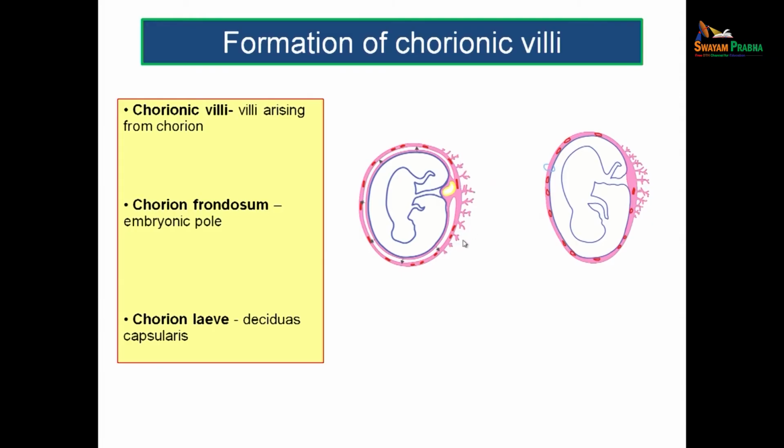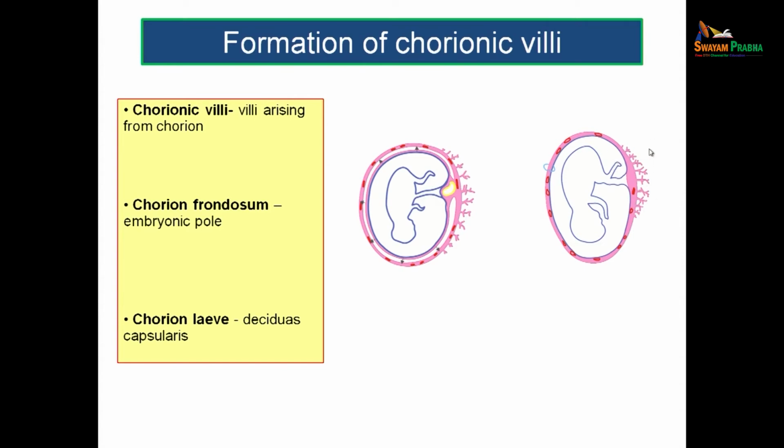The chorionic villi lying at the embryonic pole are known as chorion frondosum, whereas the region of the chorion without any villi, or with degenerated villi, is known as chorion laeve. So, in the beginning you had chorionic villi arising from the entire surface of the chorion, but in the course of time the villi will be confined to the embryonic pole. That region you call chorion frondosum, and the remaining region does not have any chorionic villi; they just degenerate. The chorion without any villi in the course of development you call chorion laeve.